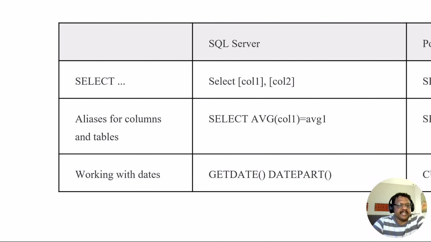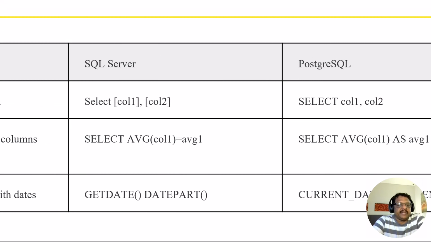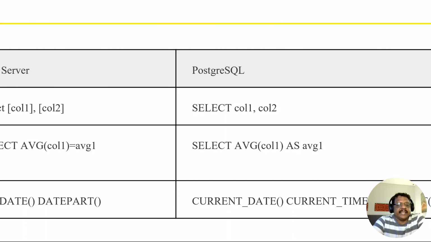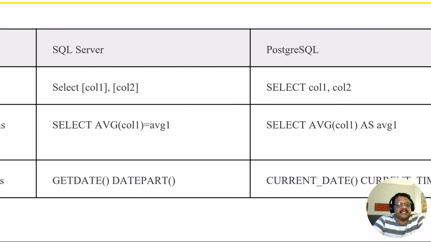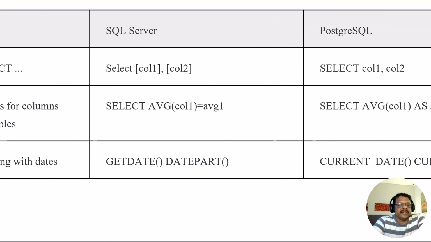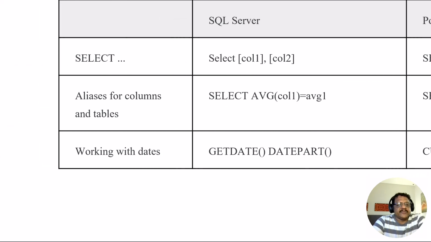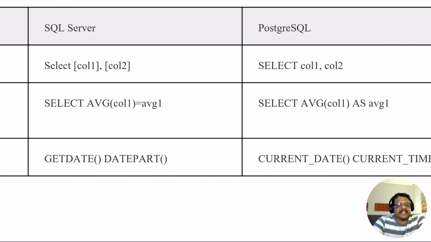So coming to syntax, I already mentioned that select statement. Everybody knows select this statement, right? How do you write a select statement in SQL Server? Select column 1, column 2 from table. But in PostgreSQL, it is select col 1, col 2. Not much difference. But this square bracket may be needed for SQL Server only when there is a space in the column name. So alias for a column and table, select average of column 1 equal to AVG1. That means what are we doing here? This is SQL Server. We are finding the average.